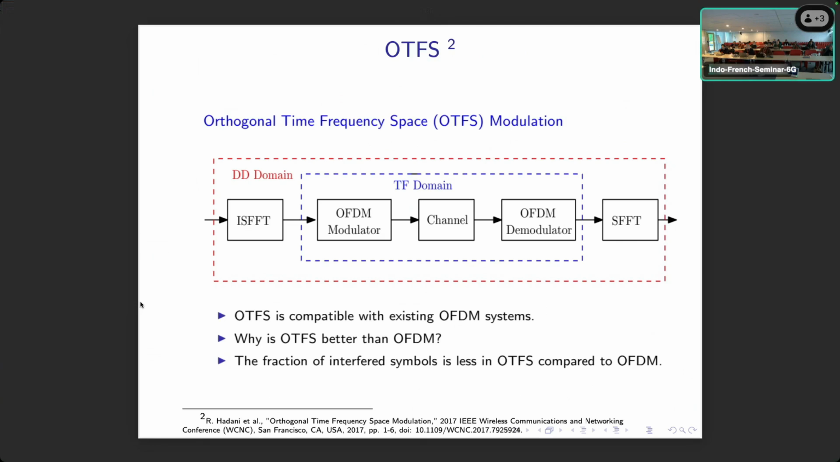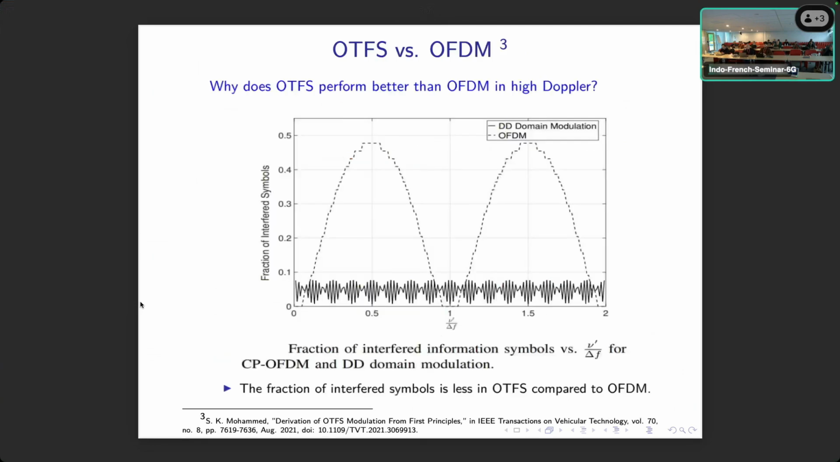The question is why OTFS performs better than OFDM. That is clearly mentioned in this particular paper. The x-axis shows this particular ratio, Doppler divided by the subcarrier index. When the Doppler divided by subcarrier index is an integer multiple, OFDM and OTFS are equivalent. In other places, this is the fraction of interfered symbols. This fraction of interfered symbols is very high in all other cases in OFDM, but in the delay Doppler domain, the interference is less.